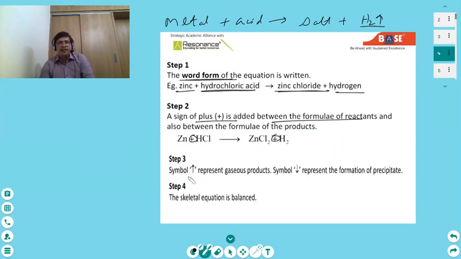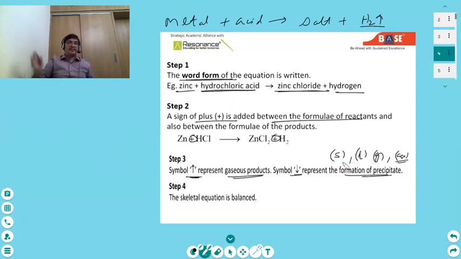Step 3, an upward arrow symbol is used for the gaseous state, which I have discussed, and a downward arrow for the precipitate. Those are the extra things I have given. You can write solid, liquid, gas, and aqueous also. The upward arrow you use when there is evolution, meaning gas is coming out of the system. If you give it inside, then you write g. That is the convention we follow for your level at this point.